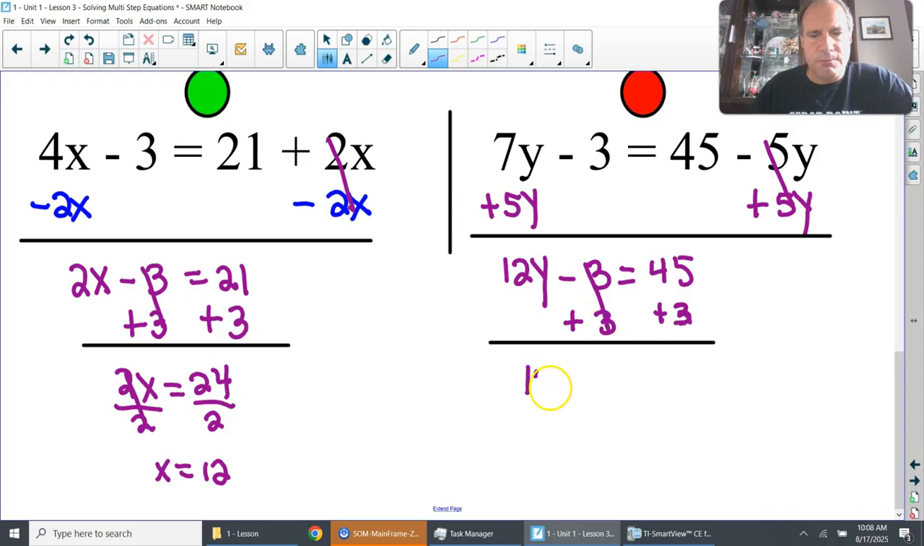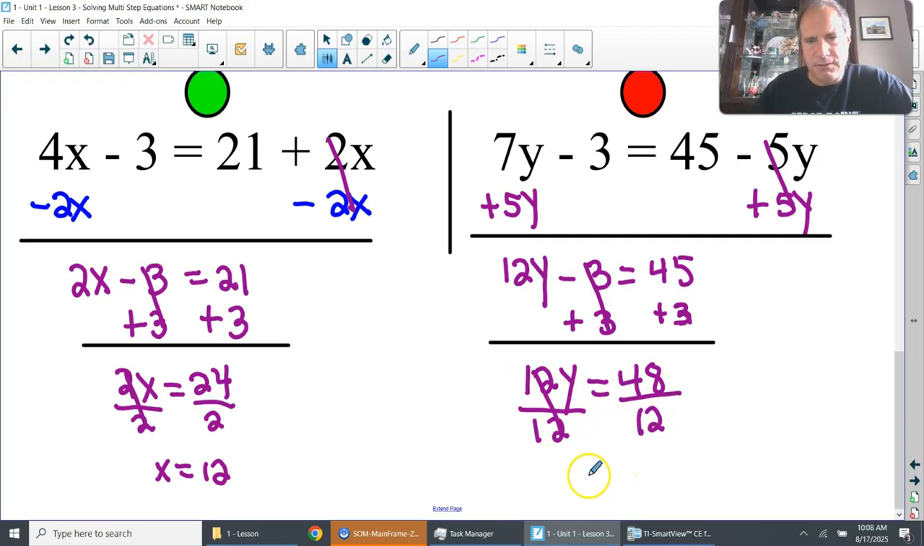This cancels. You get 12y equals 48. This cancels, and you get y equals 4.